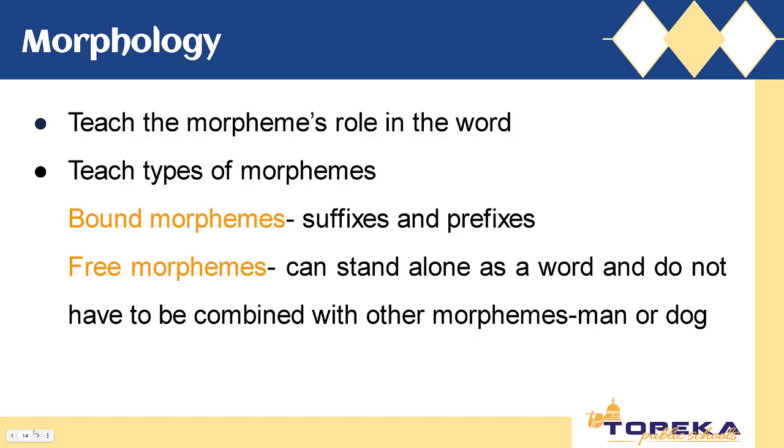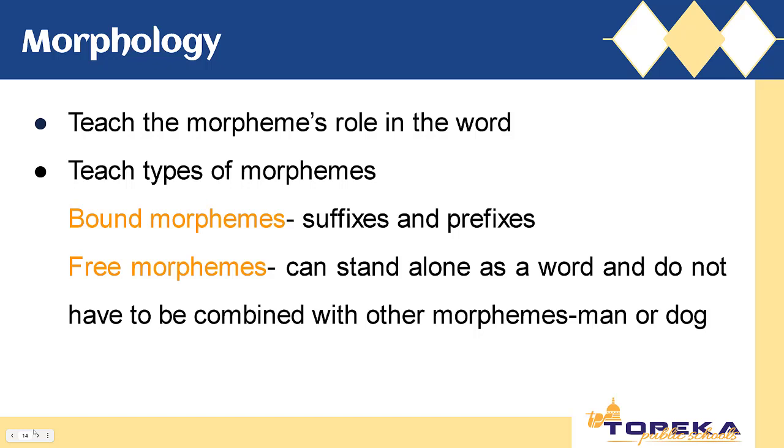We also need to teach the types of morphemes. The first that you will see is a bound morpheme. And bound morphemes must be combined with other words to form a complete word. They typically appear as affixes in the English language. And again, the affixes would be prefixes and suffixes.